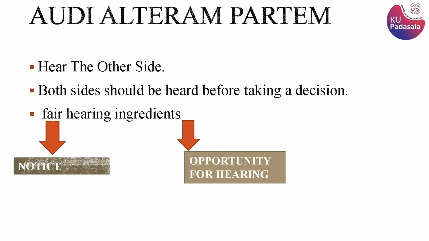Okay, now we can move to the next ingredient of natural justice, that is audi alteram partem, which means hear the other side. Both sides, the petitioner and the respondent, should be heard before taking a decision. In a fair hearing there are two conditions, that is notice and opportunity of hearing. That is the concept included in audi alteram partem.